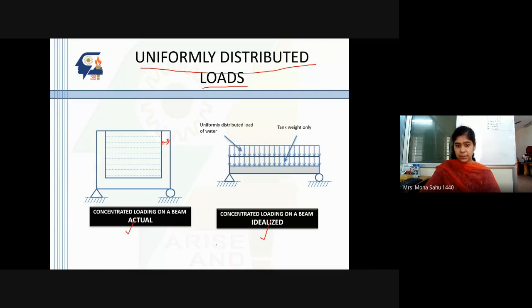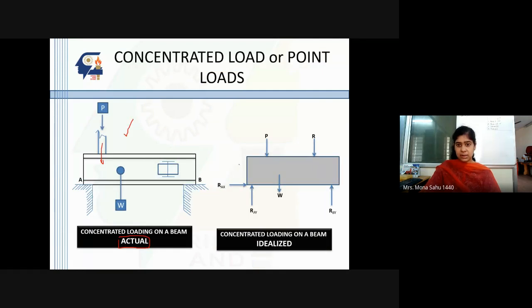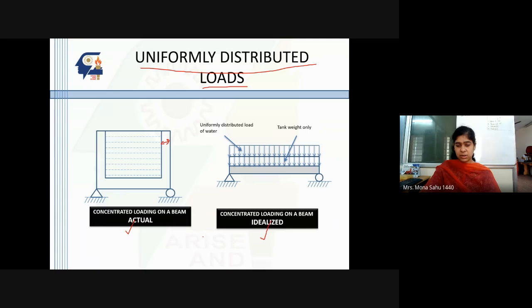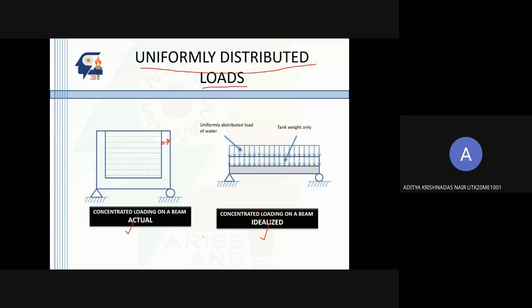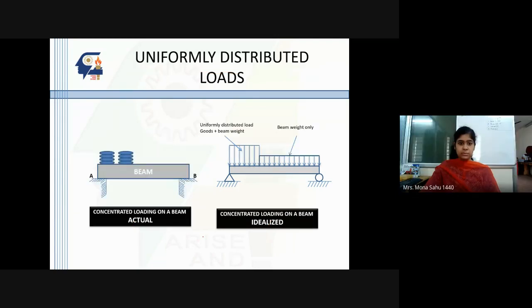Are you guys clear? Is this clear? What is a point load and what is a uniformly distributed load? Yes, ma'am. Okay. So this is another type of uniformly distributed load. The weight of the beam can be like this.